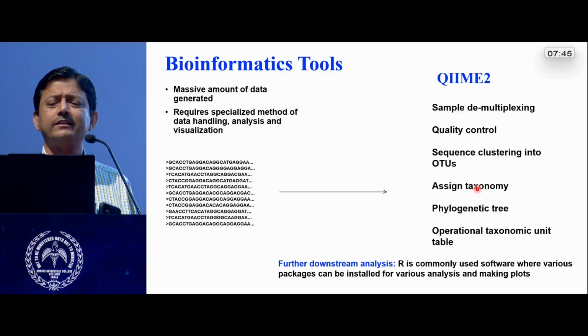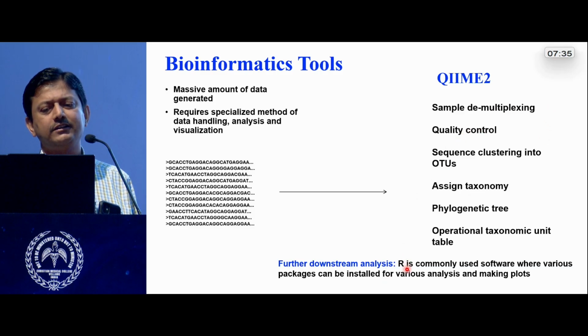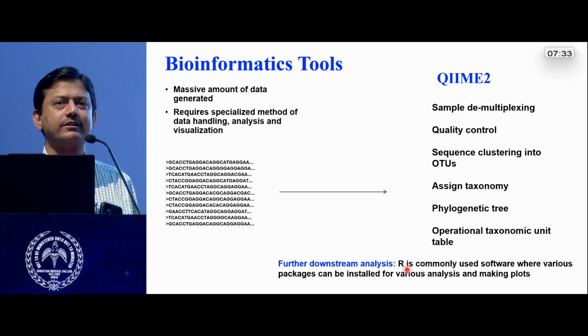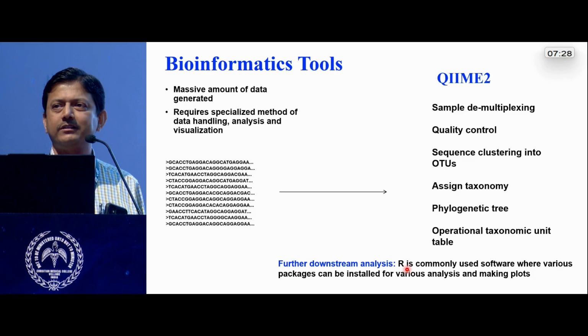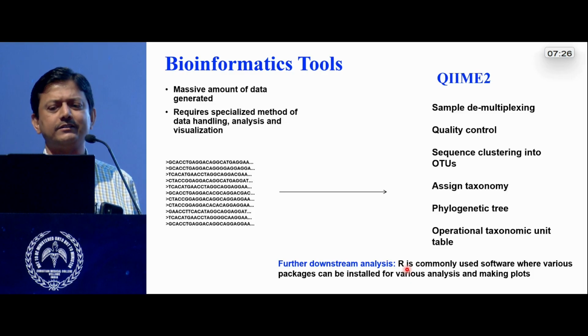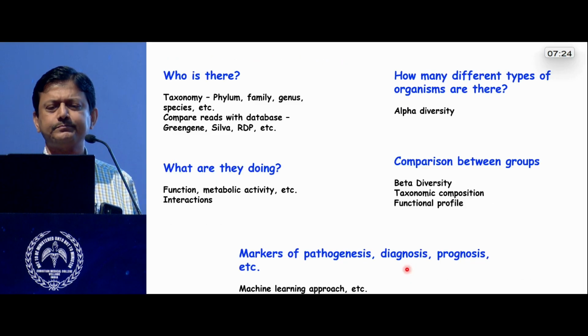And once you've done all the analysis, then we are ready for the downstream analysis like alpha diversity, beta diversity, what is the function. Some of them can be done in QIIME, but most often they use this R package, which has a lot of software linked to it. And many of the publication figures in journals you see would have been actually made in RStudio with the help of these packages like ggplot, etc.